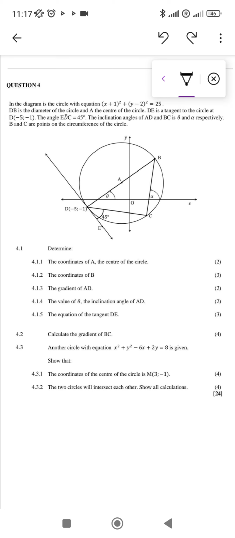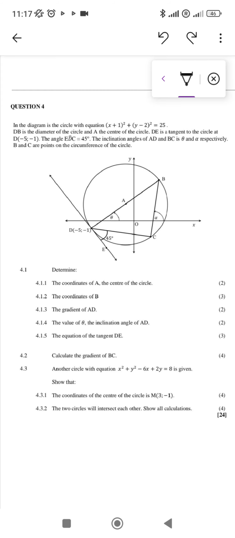We have a circle over there in the diagram. The circle has the equation, so we have the equation over here. DB is a diameter, right? Diameter. So a diameter goes from one point on the circumference all the way through the center to the other point on the circumference. Great. A is the center, right?